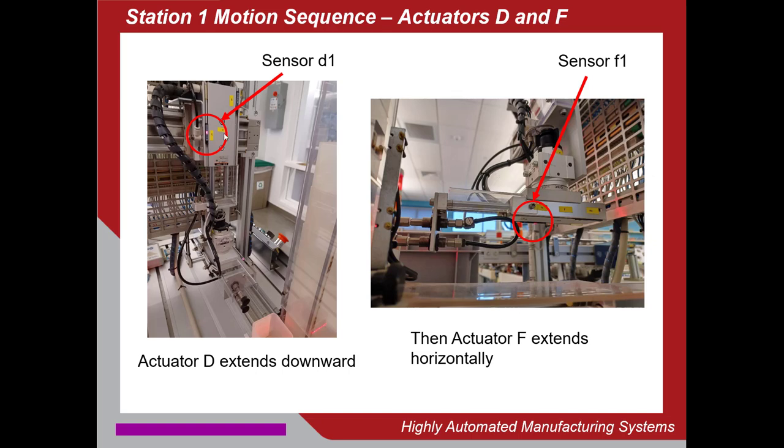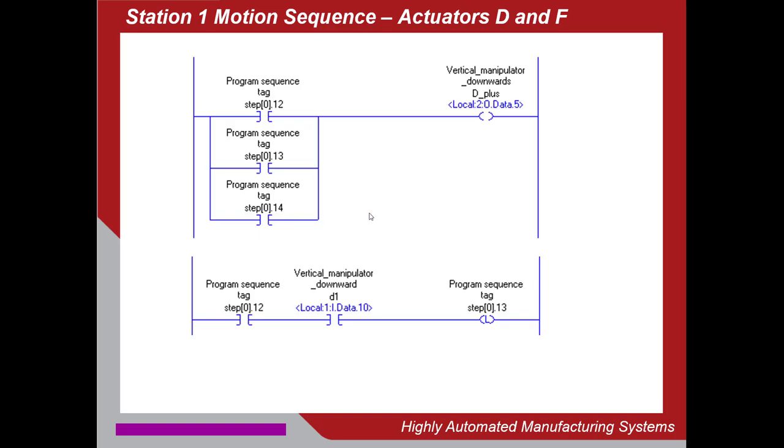So the PLC actually gives a command to open a solenoid valve that allows air to flow into actuator D, which makes it move down. Then it waits for confirmation from the sensor before telling actuator F to move out. So let's take a look at the PLC program. Now the program on the HAS 200 is very in-depth and very complex, but I've chopped out a few pieces of it just to illustrate this one point.